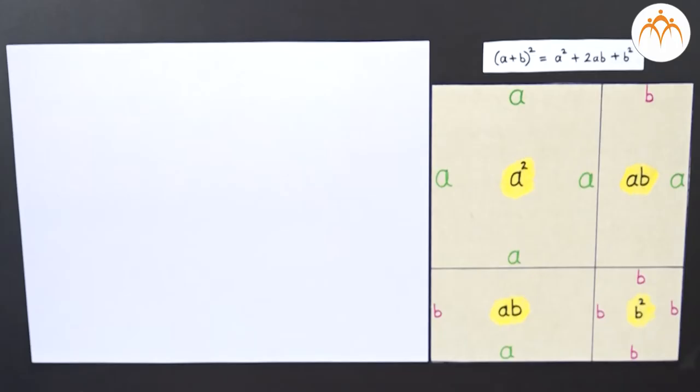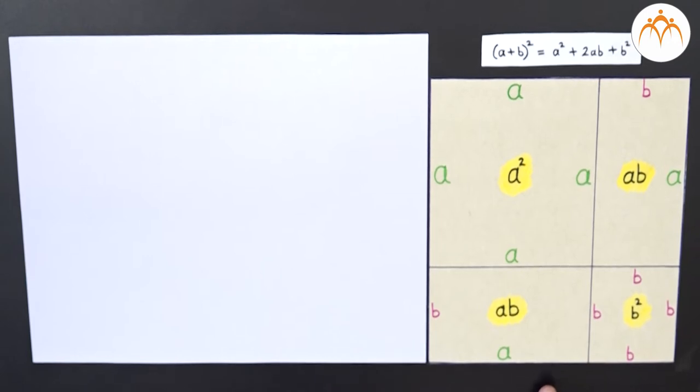Today let us see a few factorization and expansion formulae. Let us begin with a simple one, which is (a + b)². Look at the diagram here.